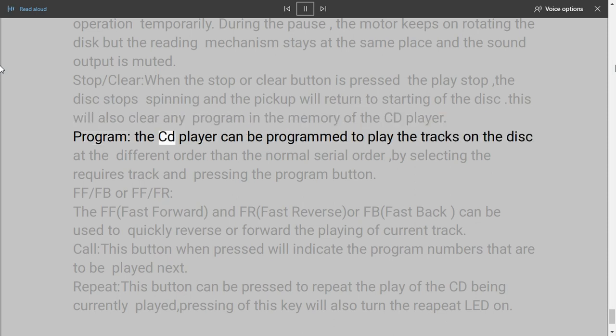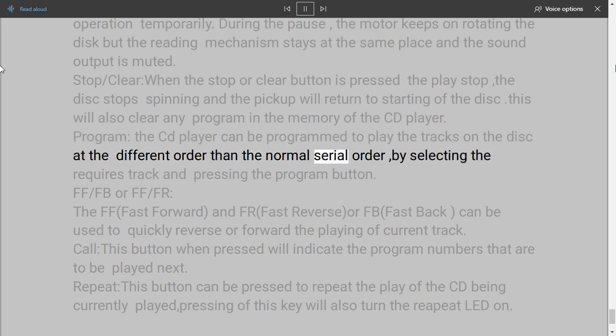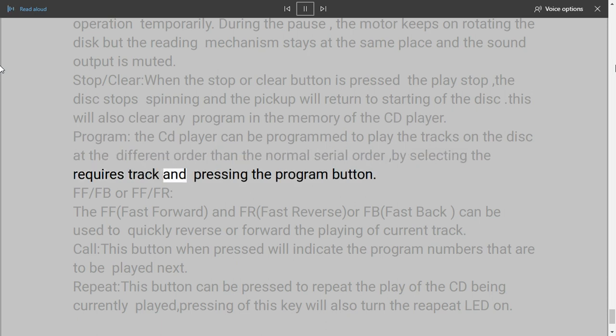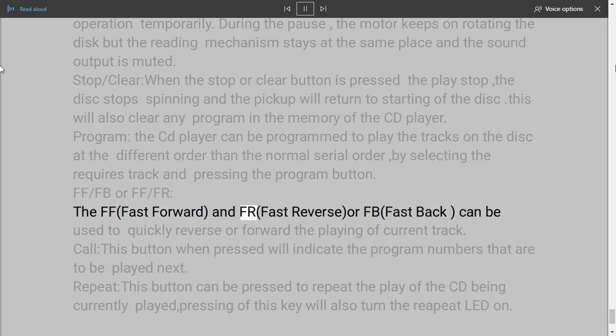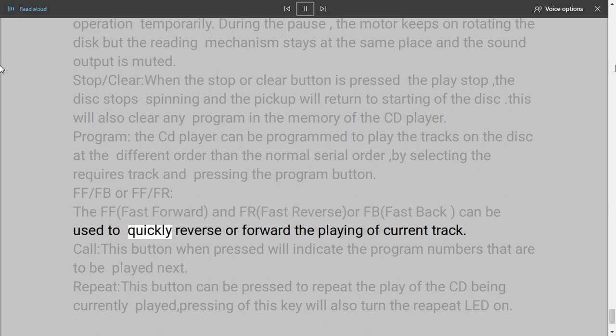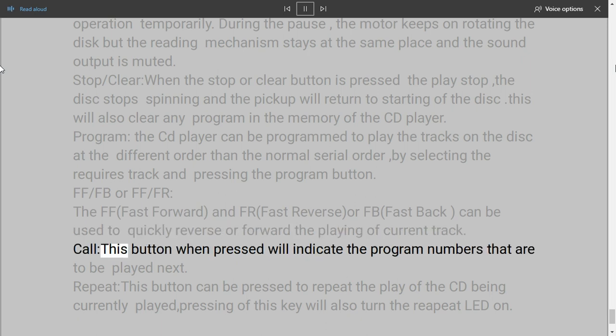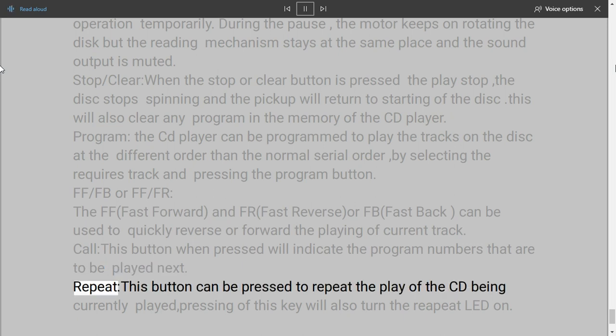Program. The CD player can be programmed to play the tracks on the disc in a different order than the normal serial order, by selecting the required track and pressing the program button. FF/FB or FF/FR. The FF, fast forward, and FR, fast reverse, or FB, fast back, can be used to quickly reverse or forward the playing of the current track. Call. This button when pressed will indicate the program numbers that are to be played next. Repeat. This button can be pressed to repeat the play of the CD being currently played.